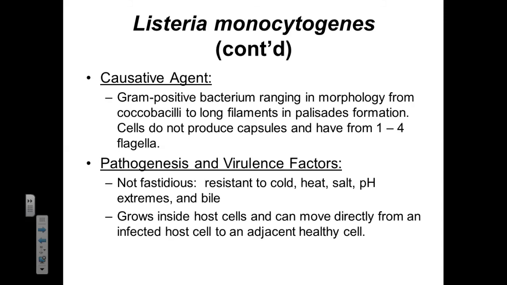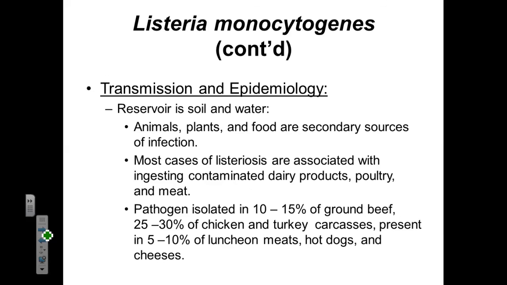It can grow inside of host cells and then move from an infected host cell to an adjacent healthy cell directly from cell to cell while evading the immune system. The reservoirs for this pathogen are in both the soil and the air. Animals and plants and food are secondary sources of infection. Generally speaking, most cases of listeriosis are associated with ingesting some kind of contaminated dairy product, poultry product, or meat product. This pathogen can be isolated in 10 to 15% of ground beef, 25 to 30% of chicken or poultry carcasses, and 5 to 10% of processed meats and cheeses.